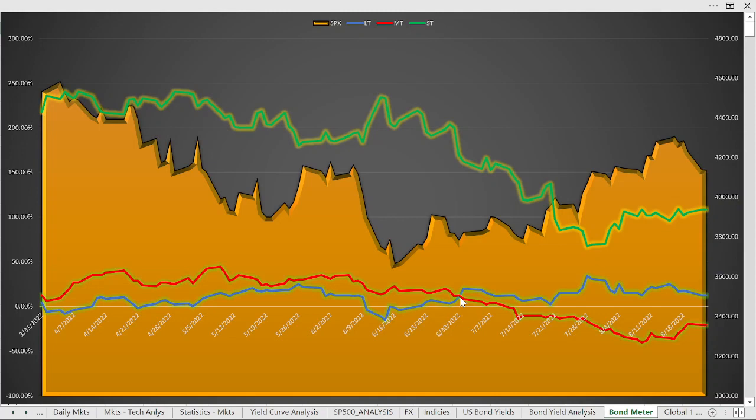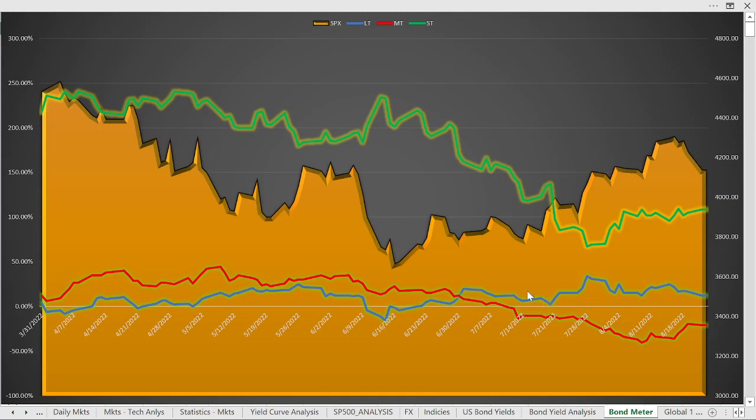Notice as equity markets hit a low in June, the long-term bonds, the blue line, crossed above the red line right over here. This is right about June 30th. Now, what happened as some confidence came back to the equity markets, the spreads, relatively speaking, started to widen on the long-term bonds a little bit more so than the medium-term bonds.